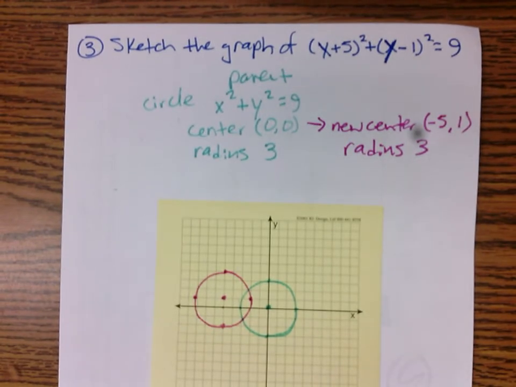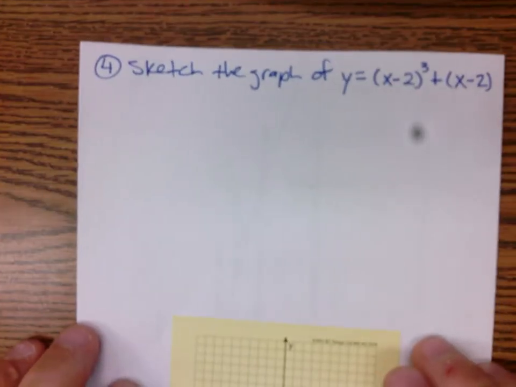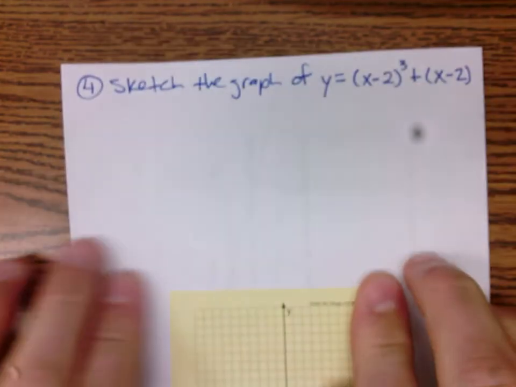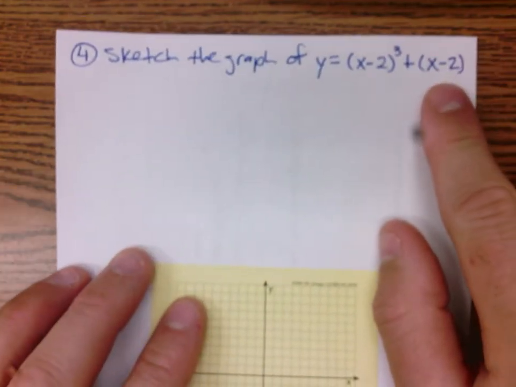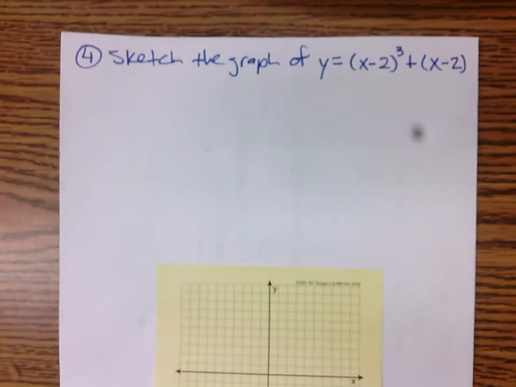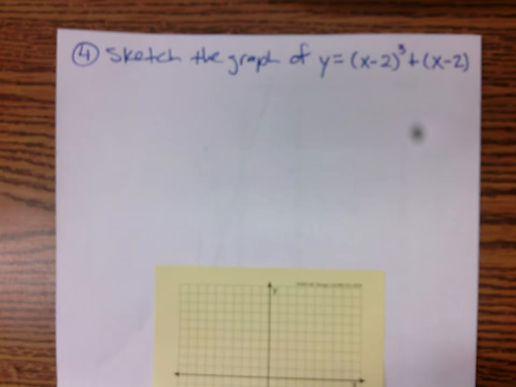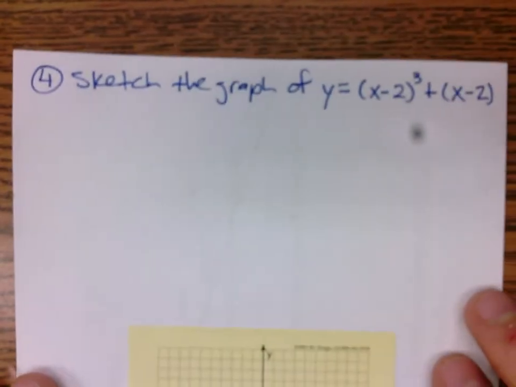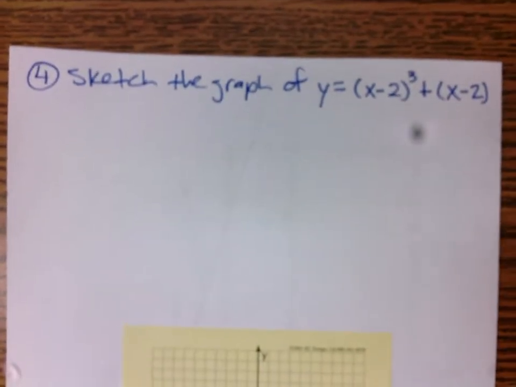Another example, this is one that we have been familiar with recently. Sketch the graph of y = (x − 2)³ + (x − 2). Now again, have a hint in your head. If the y or the x has something added or subtracted with it, especially if it's in parentheses, you want to recognize, oh, that may have shifted the whole entire graph. Trying to get my camera focused here. That's a little bit better.